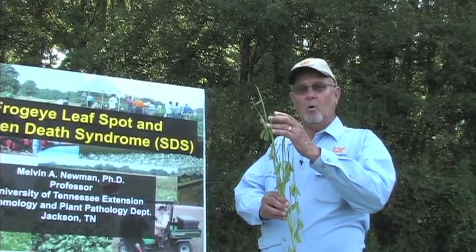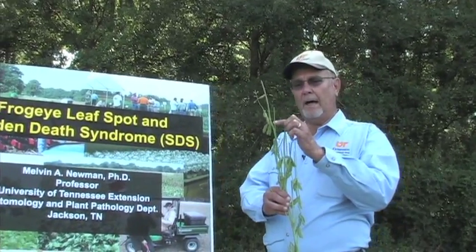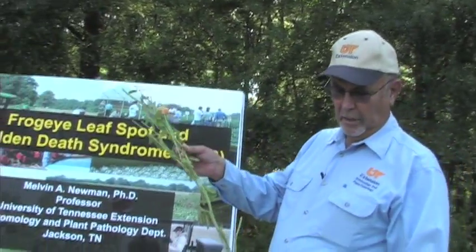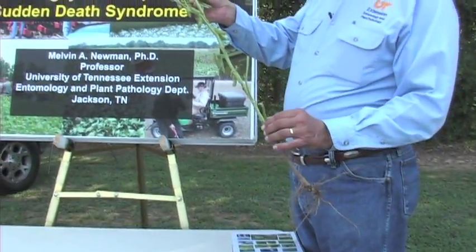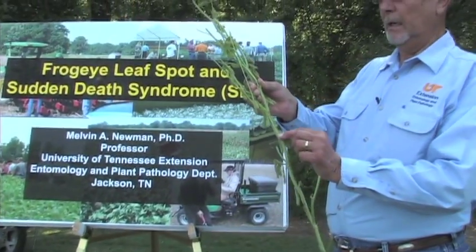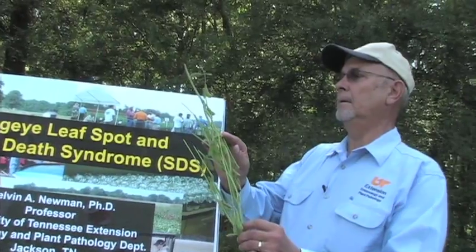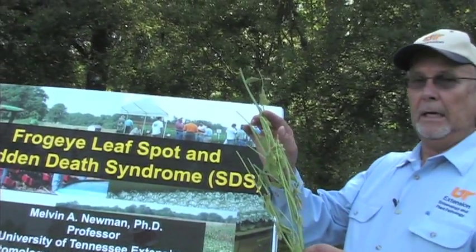This one is a little more advanced than that. It's about an R5. The way you determine that is by counting the nodes, like 1, 2, 3, 4, 5, 6, 7, 8, 9, 10, 11 nodes, and that's good enough to spray at an R3 stage.